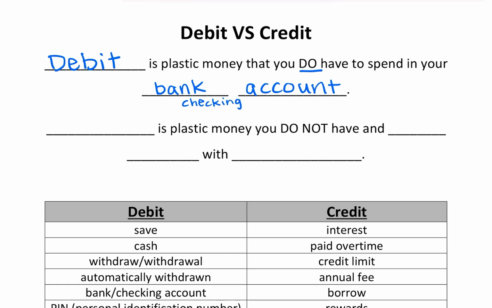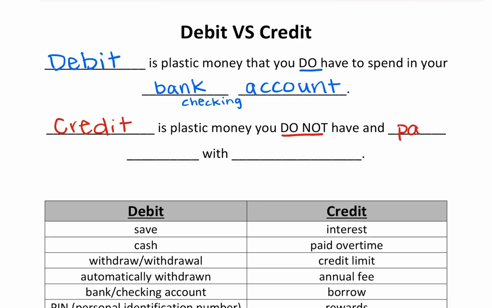So the opposite of that would be a credit. Okay, credit is plastic money you do not have, and you have to pay that money back. And when you pay it back, you have to pay this pesky thing called interest. Okay, interest is extra. So people are not just going to give you money for free, they are going to give you money, but you're going to have to pay them back a little bit extra.